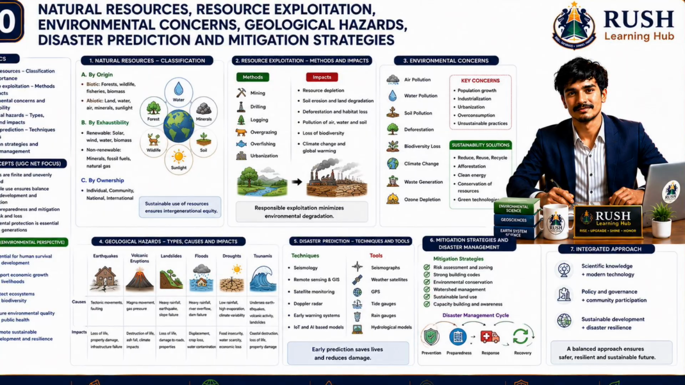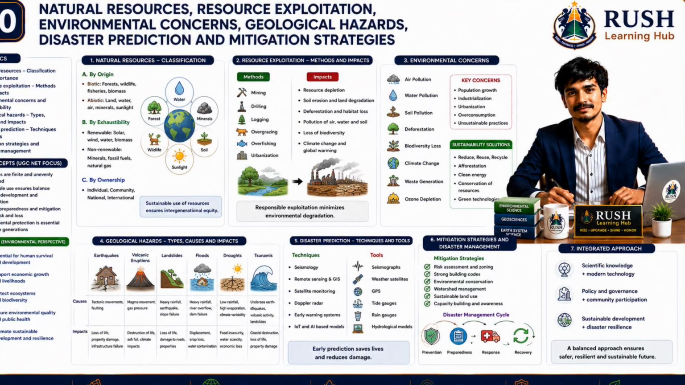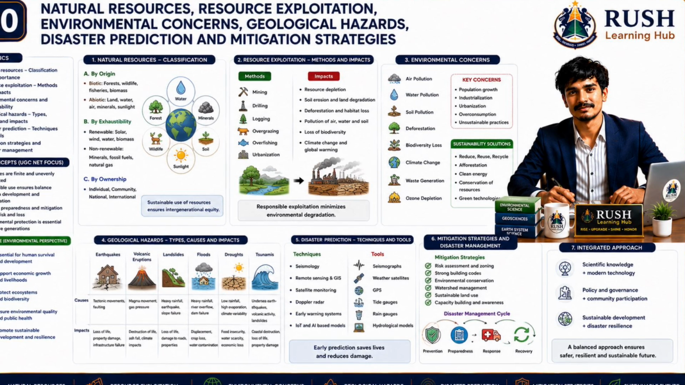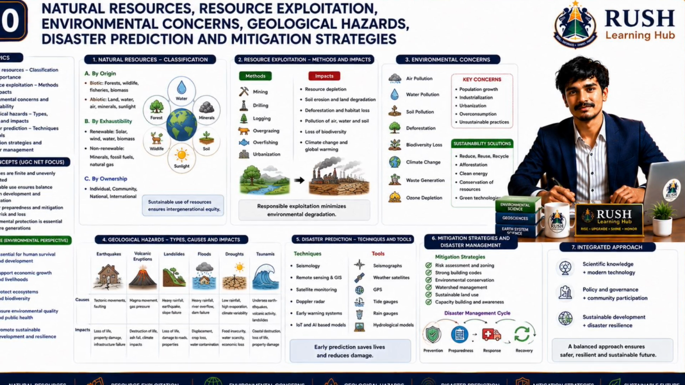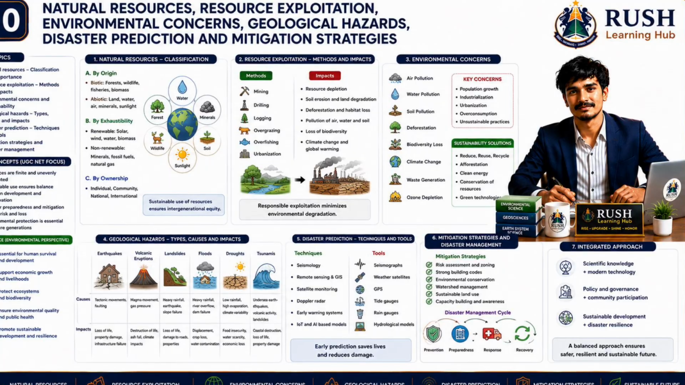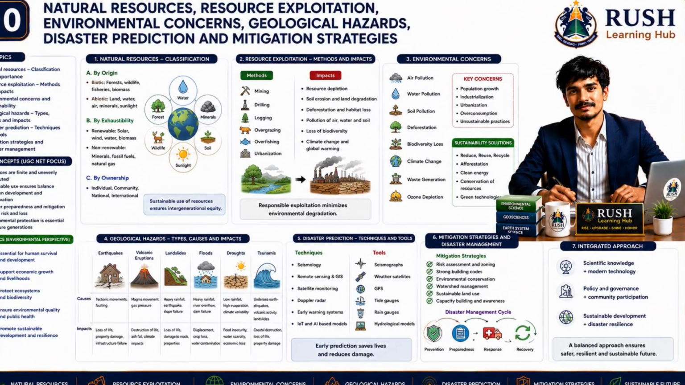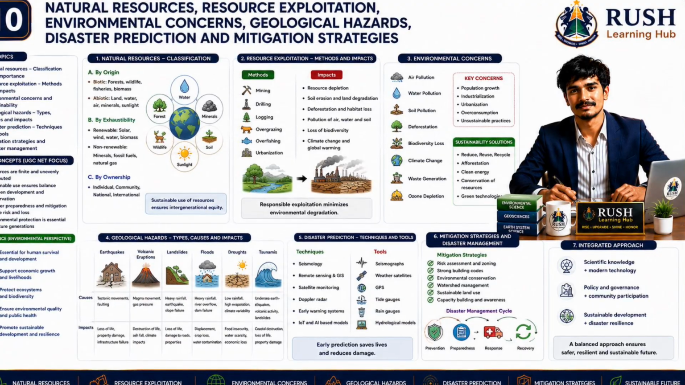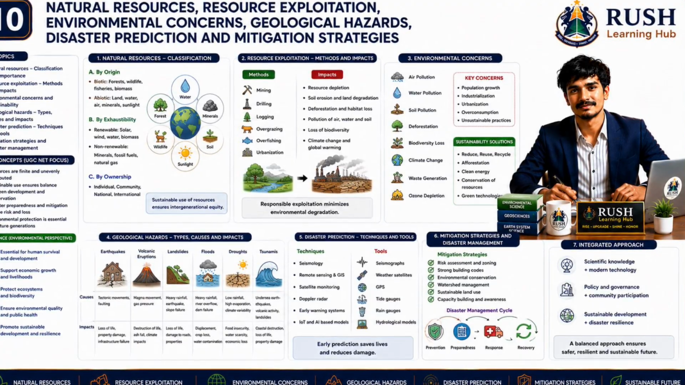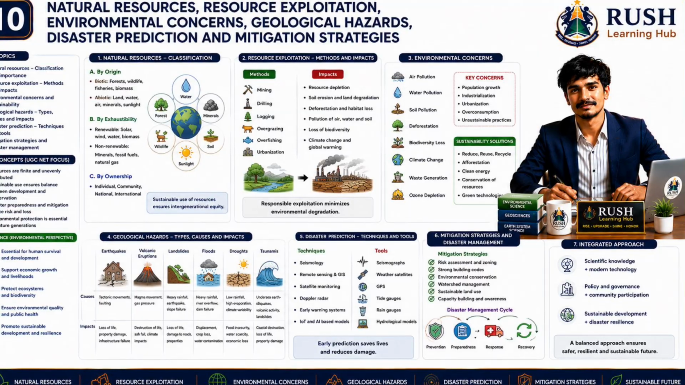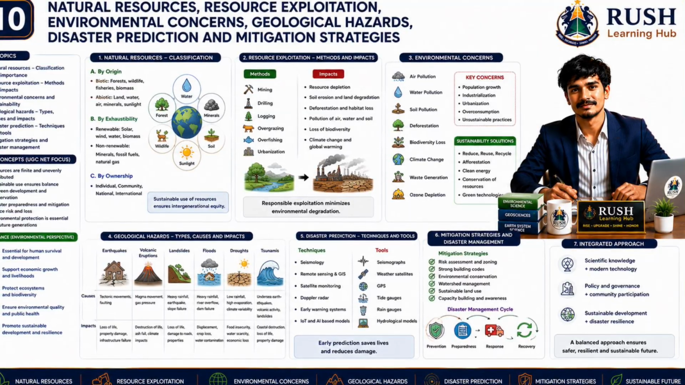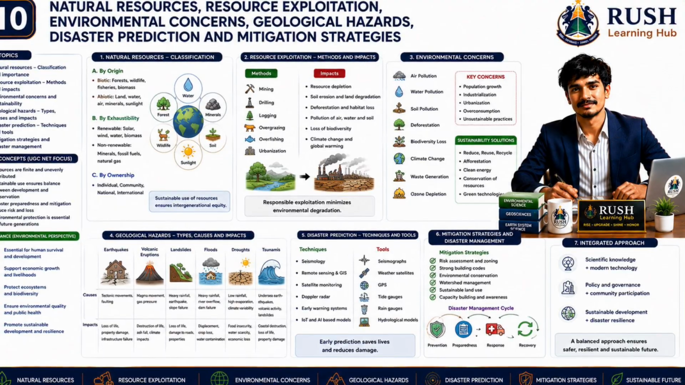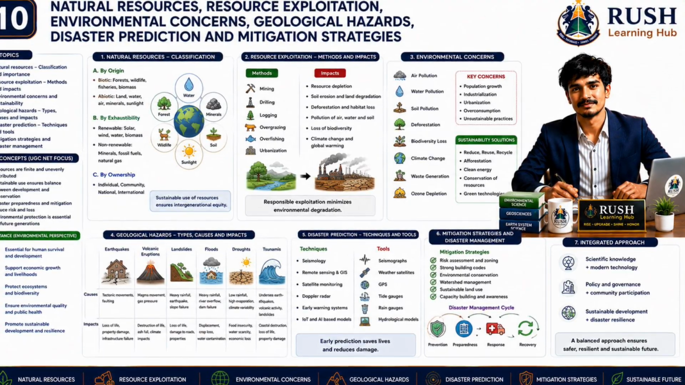Volcanic eruptions are another catastrophic hazard. Volcanoes release lava, ash, gases, and pyroclastic materials that can cause widespread destruction and atmospheric disturbances. Landslides involve downward movement of soil and rocks under the influence of gravity. Heavy rainfall, earthquakes, deforestation, and human activities increase the probability of landslides.